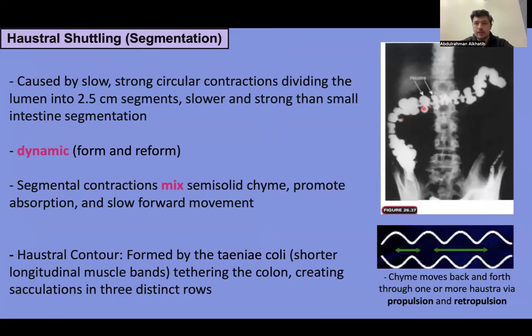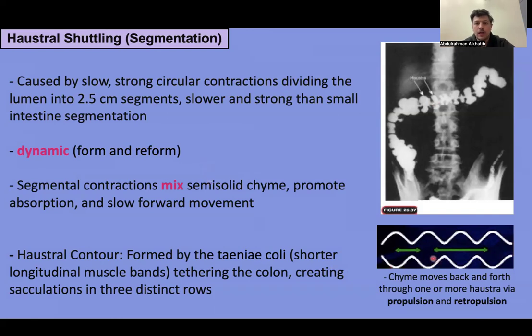Now, compared to the segmentation of the small intestine, those contractions are slower, but much stronger. What's important to note is that these contractions are dynamic. That means that they are constantly forming and reforming, which allows for maximum absorption and efficient mixing.